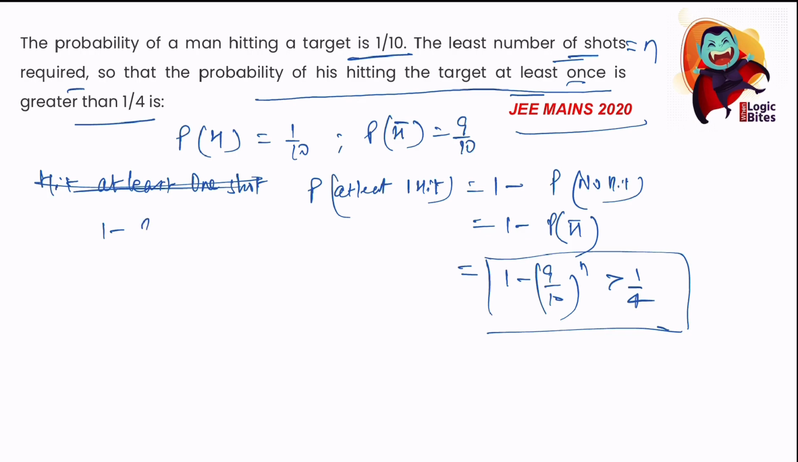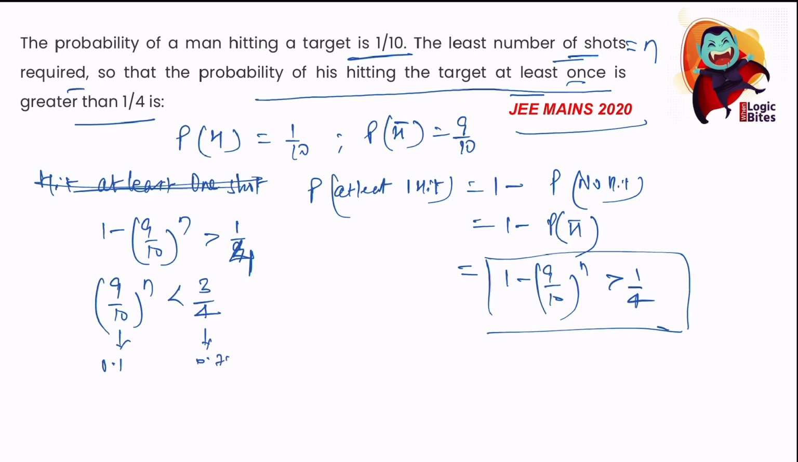So, 1 minus (9/10)^n is this much, this 1 by 4. So (9/10)^n will go to the other side, so it will be 3 by 4. Now, we can see this term 9 by 10 is 0.9 and this is 0.75, so on a number line, 0 and 1. So 0.75, let's say somewhere here, and this is 0.9, so 0.9 is here.